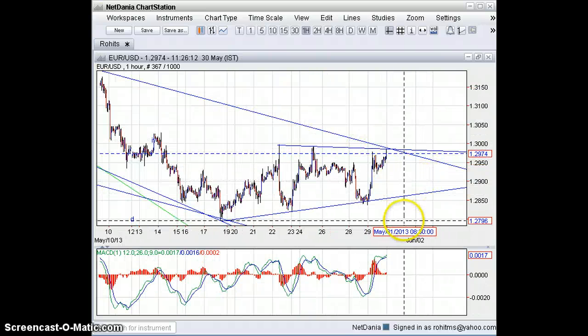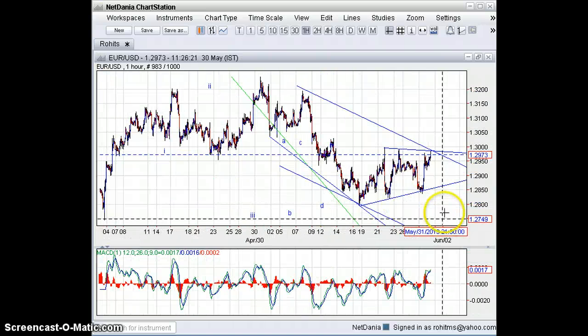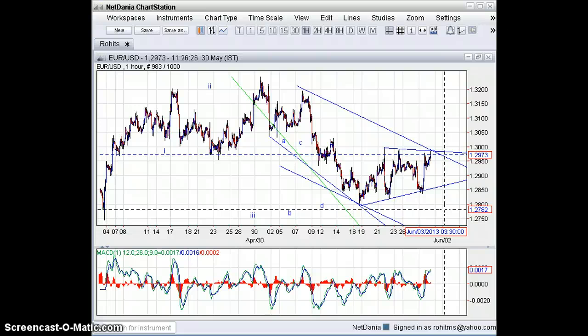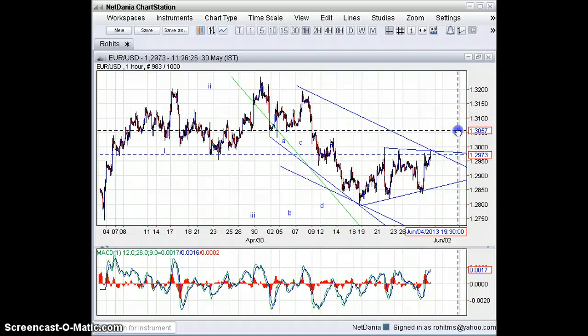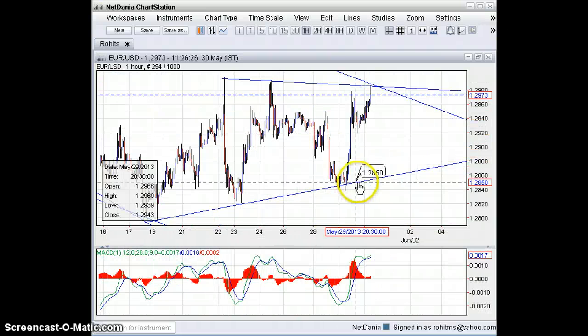And if that happens and you start another leg down, then I think we are heading towards the 1.26 short term and 1.22 medium term targets in the next leg down for the euro. That's all in this update. Thanks.